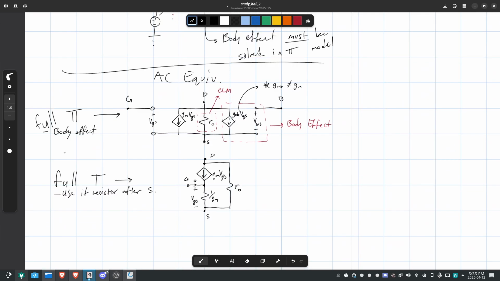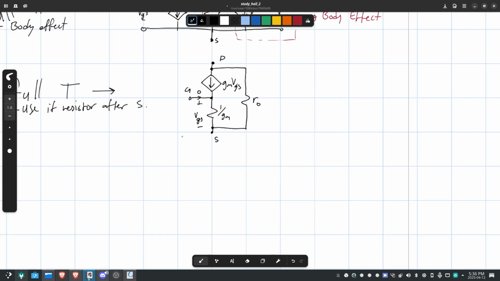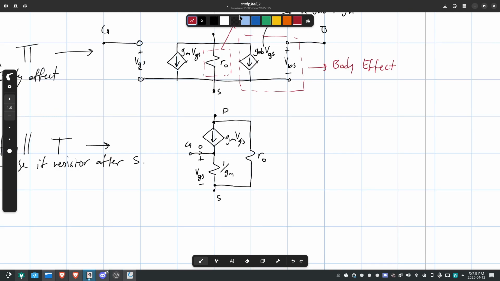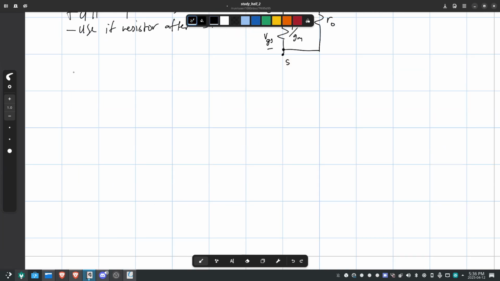So again, this is an AC equivalent. What if it's connected to ground through a resistor? Yeah, that's the same thing. Use pi if there's body effect? Yes. Let me show some examples, right? If you have a MOSFET here with a resistor, then ground, use T model, because there's a resistor after source.